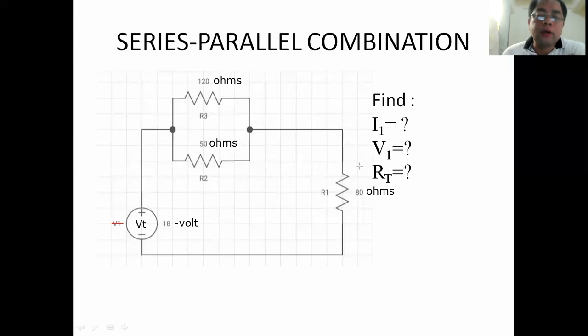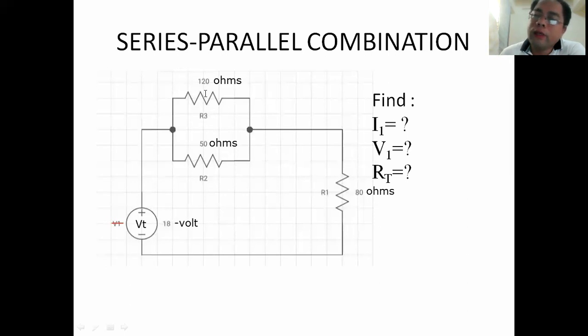At this point, you are shown a series-parallel combination. To answer this seat work, I want you to analyze this. How are these two resistances, R2 and R3, connected? Are they in series or are they in parallel?